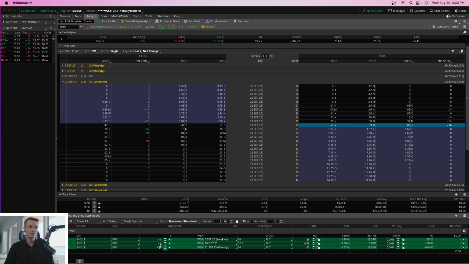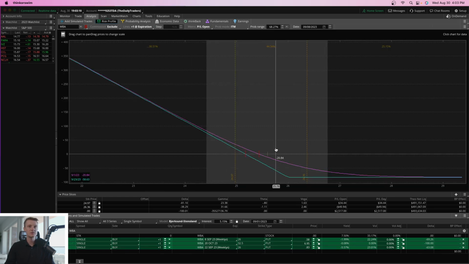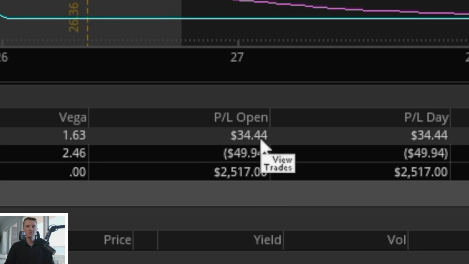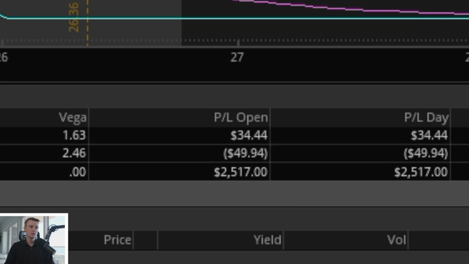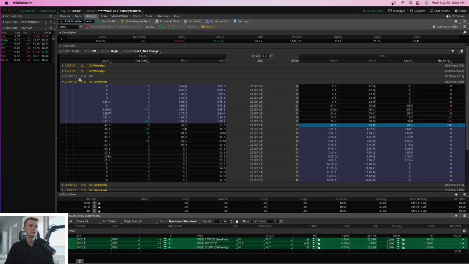All right, gonna add these, uncheck that, go back to the risk profile. Well, now you can see, all right, these still don't look great. We're still risking more than we're gonna make. Okay, let's go through and run a different set.